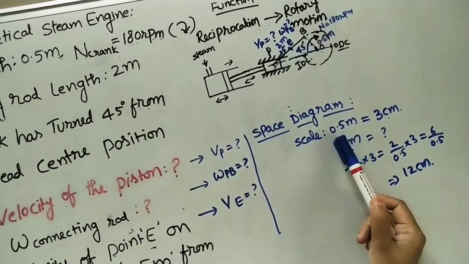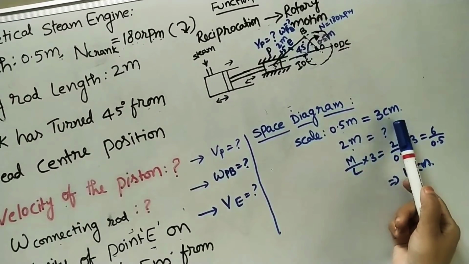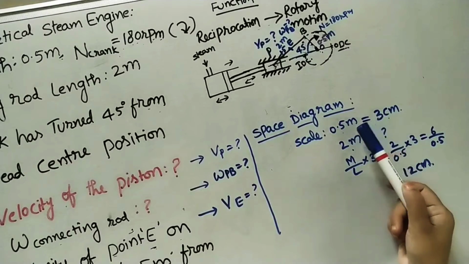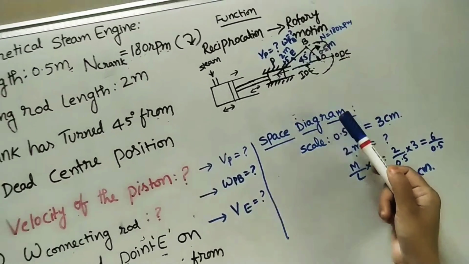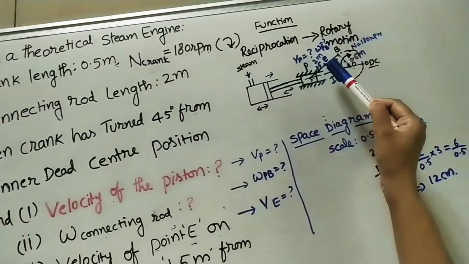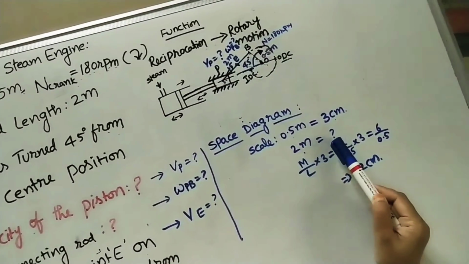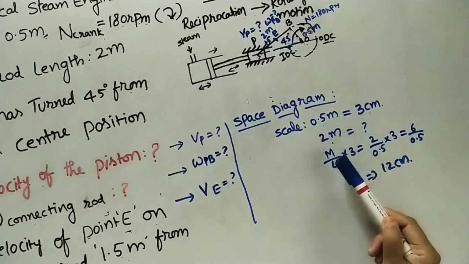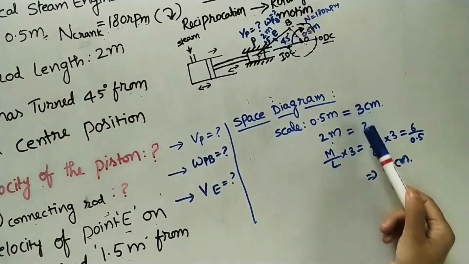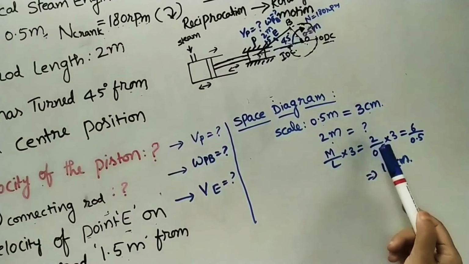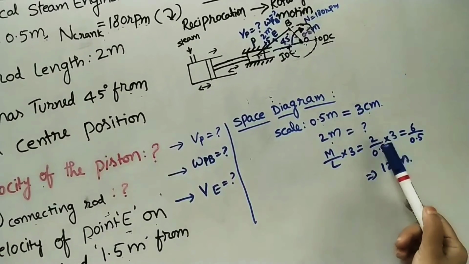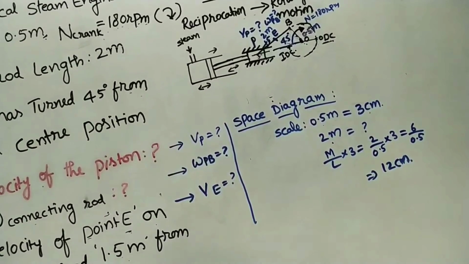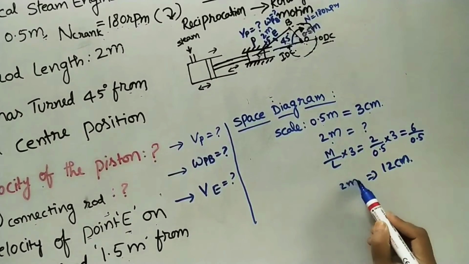I am assuming 0.5 meters is equal to 3 centimeters. 3 centimeters we can mark by using a scale. I am just converting accordingly. The next value is the 2 meter connecting rod length. For less length it is also less, for more length it is also more. So I am taking more by less into 3. What is the more value? 2 by 0.5 into 3. So 6 by 0.5 means 12 centimeters. The meaning is, for 2 meters we have to consider 12 centimeters.